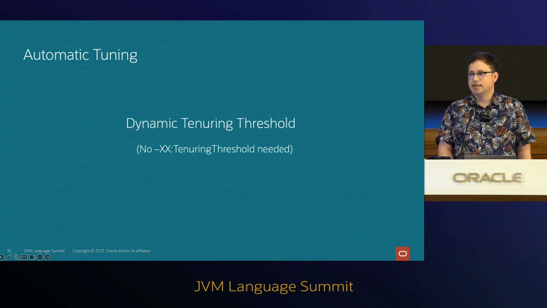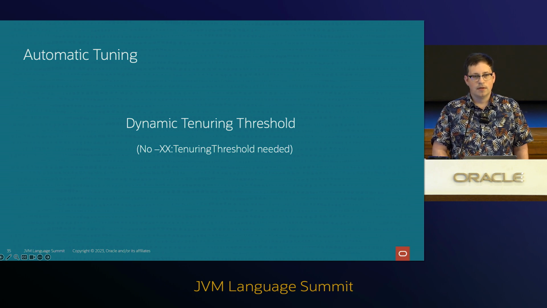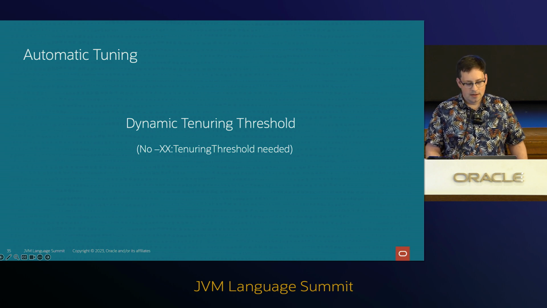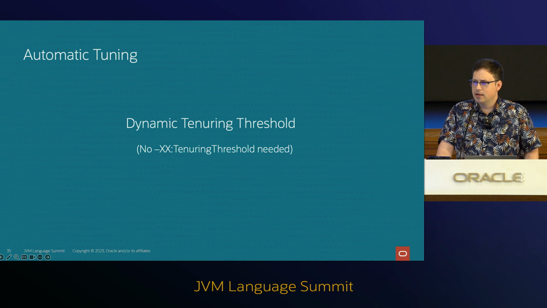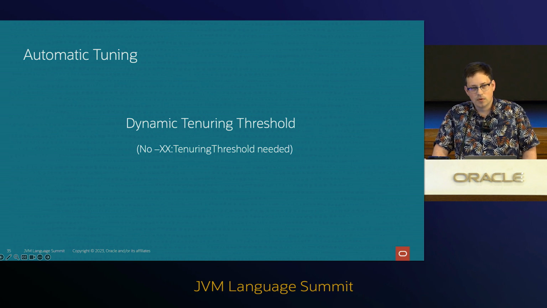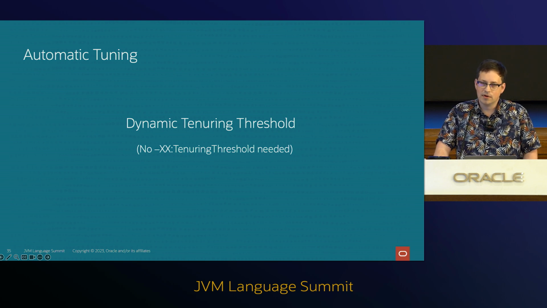Another interesting question is, what should the tenuring threshold be? The tenuring threshold denotes how many young generation collections we wait until we decide that an object is ripe to go to the old generation. And it can be really tricky to find out a good number for this. And it might even be that the application goes through multiple different phases where in some phases you want one number, in other phases you want a different number. It's just very hard to get right.